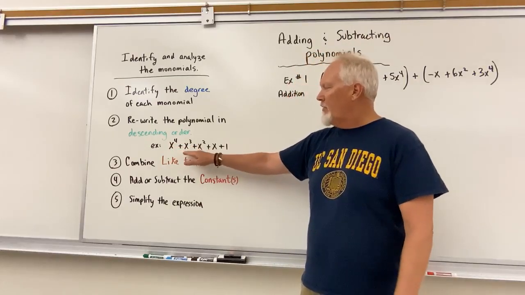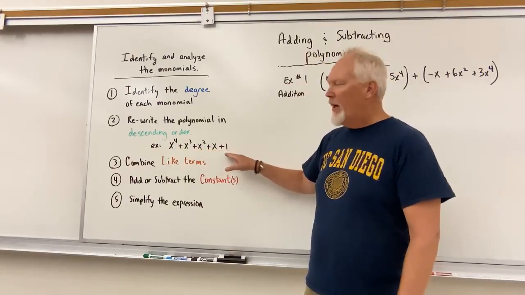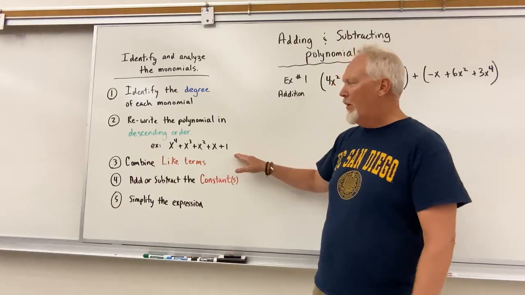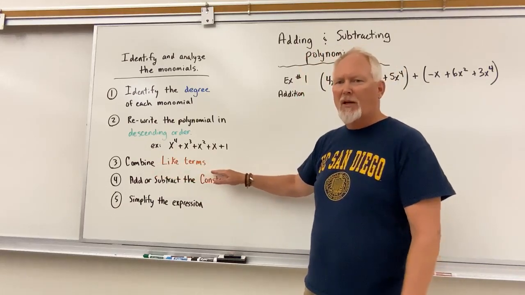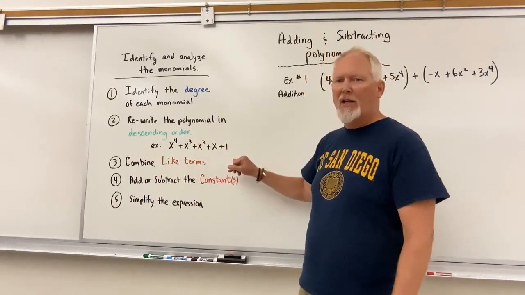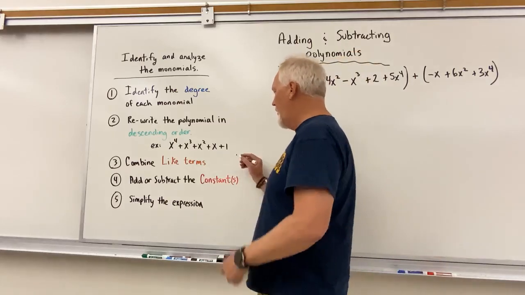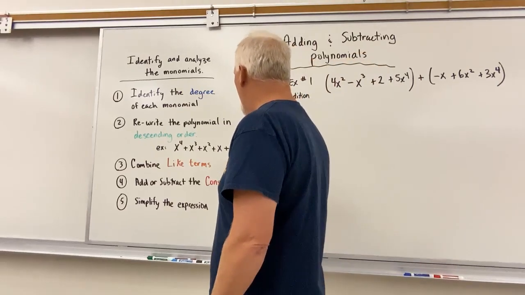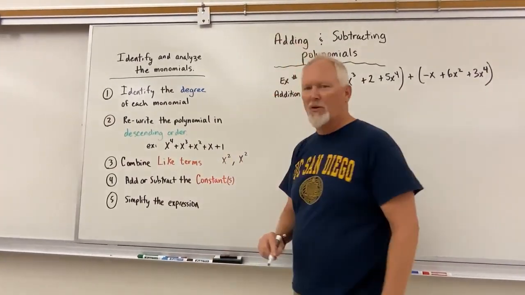X to the fourth, x to the third, x squared, x, and 1. The final is the constant, right? And so that is in descending order. And then we want to try and combine like terms, okay? Like terms are such that if it's an x to the third and an x to the third, or an x squared and an x squared. So those are like terms.